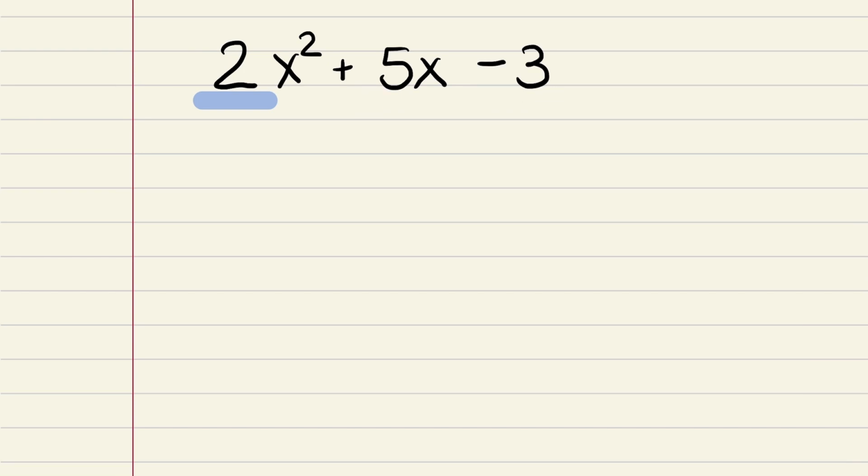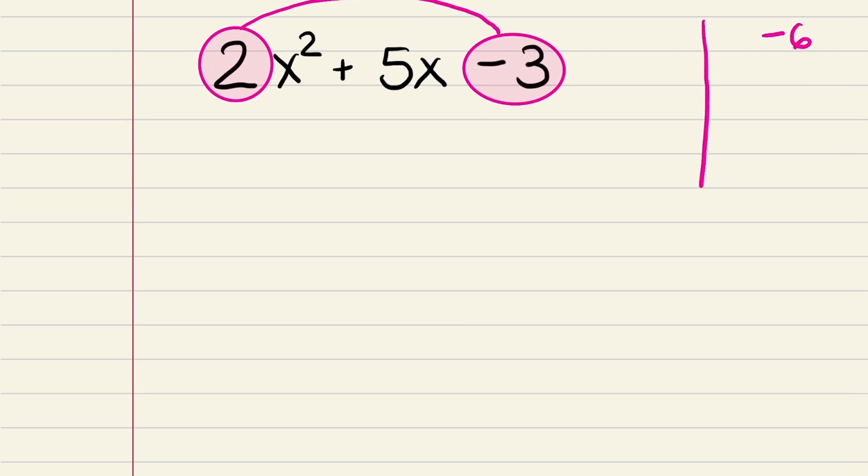So that's when I'm going to start using my headphones method here. I'm going to take this positive 2, and I'm going to take this negative 3, and I'm going to multiply them together, right? 2 times negative 3 is negative 6. Now I'm going to list all the numbers that multiply to negative 6. I have 1 and negative 6, negative 1 and positive 6. I have 2 and negative 3, negative 2 and positive 3, and then I'm done.